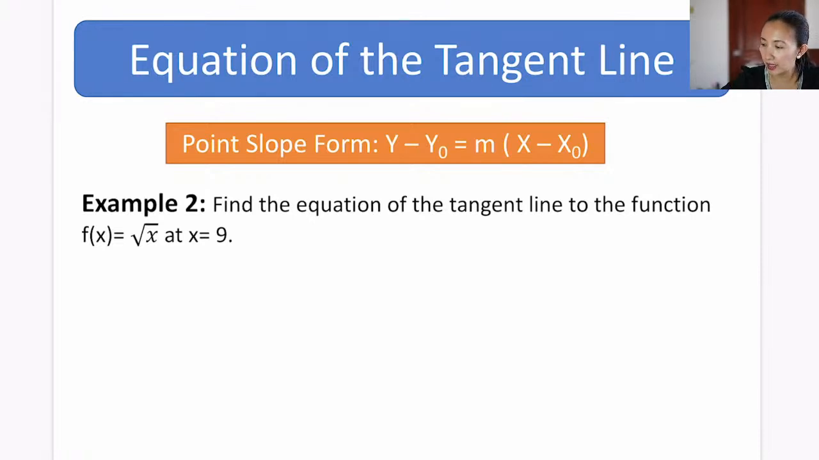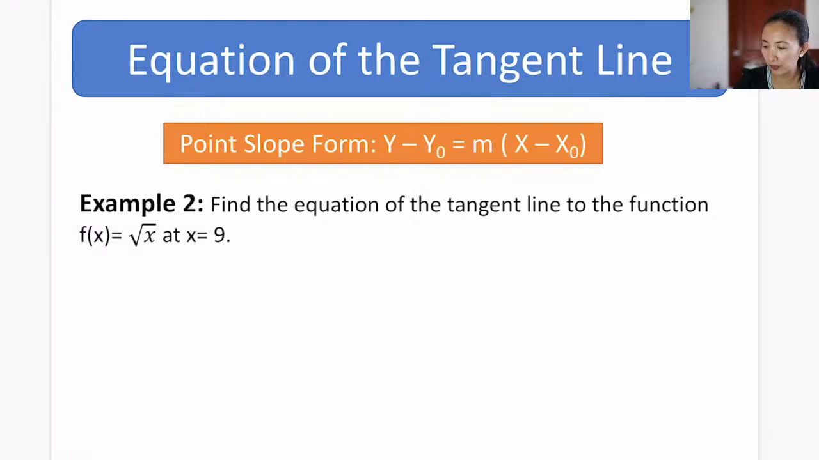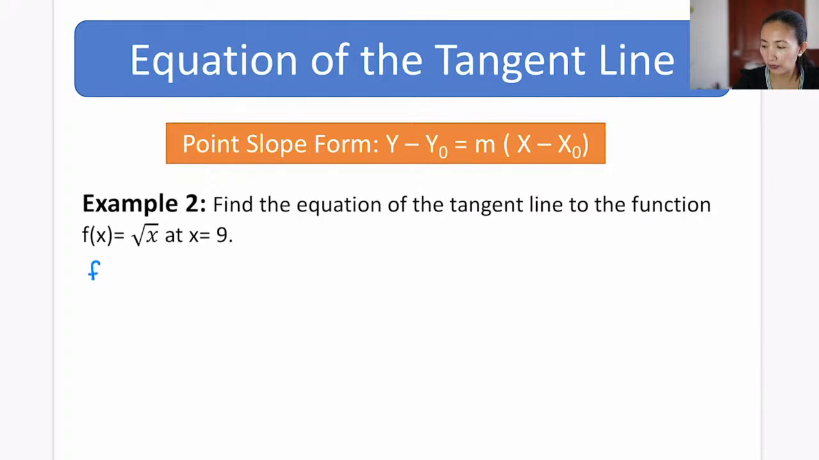So first, let's identify a point on the line. At x equal to 9, what is f of 9? F of 9 will be square root of 9, which is equal to 3. So, one point on the graph then is the point 9, 3. Okay, you're right. Dexter said 9, 3.